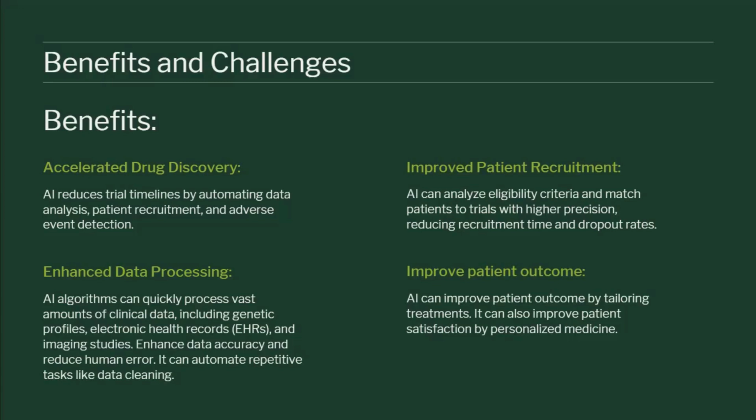Fine. So AI reduces the trial timeline by automatic data analysis, patient recruitment, and adverse event detection. And for enhanced data processing, obviously, AI algorithms can quickly process vast amounts of clinical data, including genetic profiles, electronic health records, and imaging studies, enhance data accuracy and reduce human errors. It can automate repetitive tasks like data cleaning. This is a part of CDM, because in CDM we do data cleaning as a repetitive task. So this can be automated by AI.